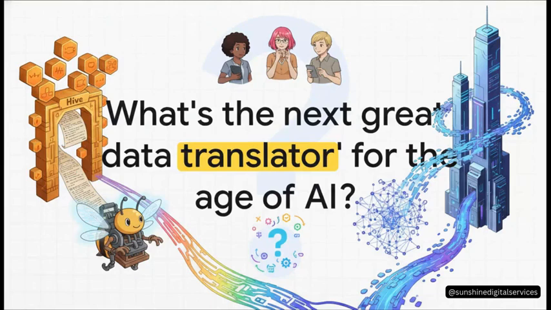And that leaves us with a really interesting question to think about. Hive was the perfect translator for the era of big data batch processing. But today, the challenges are different. It's all about interacting with massive AI models and real-time streams of data. So what's the next great data translator going to be? What will be the SQL that makes all the complexity of modern AI accessible to everyone? Now that's the next great problem to solve.